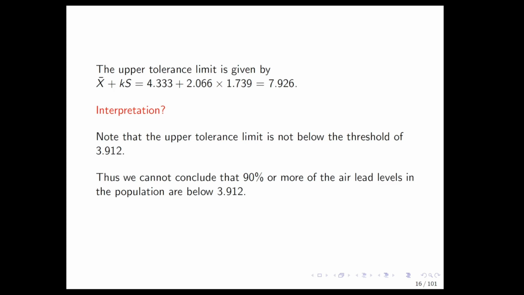Okay, one more thing. So we computed the upper limit to be 7.926. So how do you interpret it? So here is my interpretation. So I will conclude 90% or more of the air lead level will be below 7.926. And I am 95% confident of this statement. Pretty much a similar interpretation we have for the confidence interval as well.